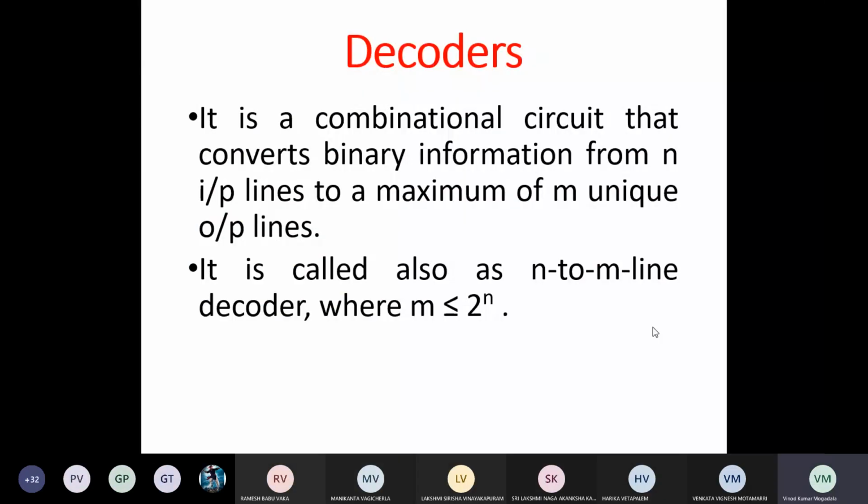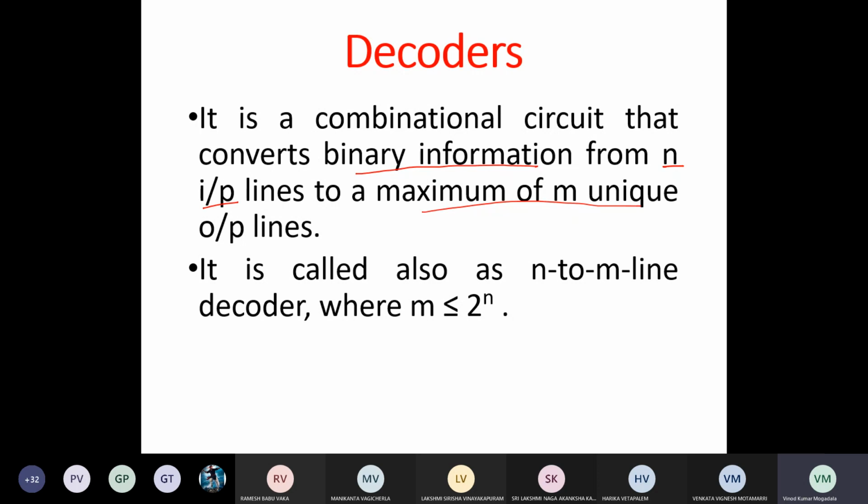We will see decoder. So decoder, it is also a combinational circuit, but that converts binary information from n input lines to a maximum of m unique output lines.